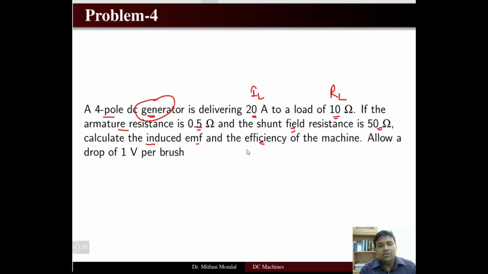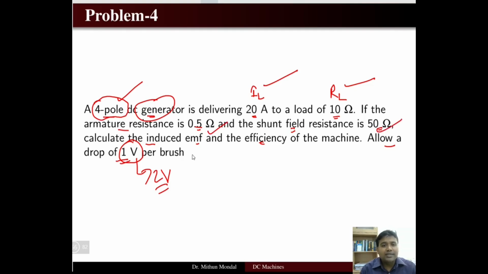the efficiency of the machine. Allow a drop of 1 volt per brush. So you know that 2 brushes will be there and 1 volt is the drop across each brush. So the total drop will be 2 volt across the 2 brushes, and the machine information is given as a 4-pole DC generator. Okay, so the number of poles is given, the load current is given, load resistance is given, armature resistance and shunt field resistances are given.